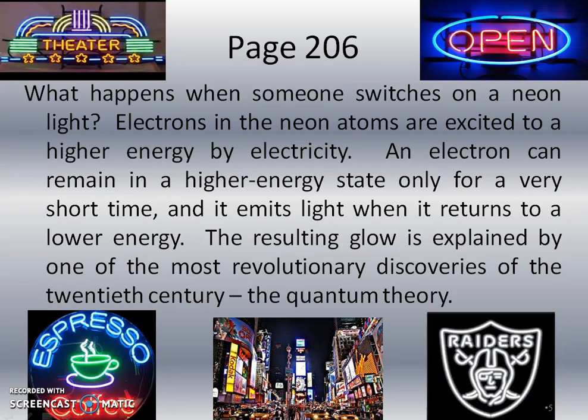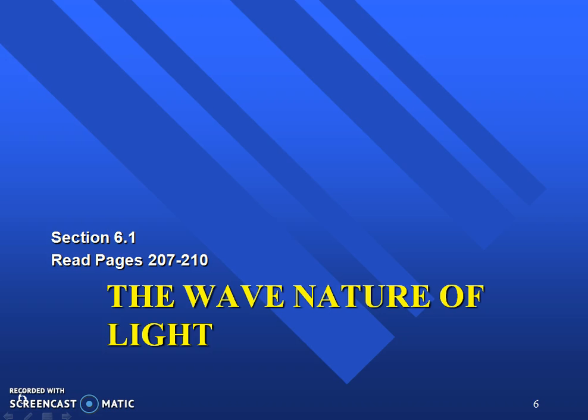What happens when someone switches on a neon light? Electrons in the neon atoms are excited to a higher energy by electricity. An electron can remain in a higher energy state only for a very short time, and it emits light when it returns to a lower energy. The resulting glow is explained by one of the most revolutionary discoveries of the 20th century, the quantum theory.